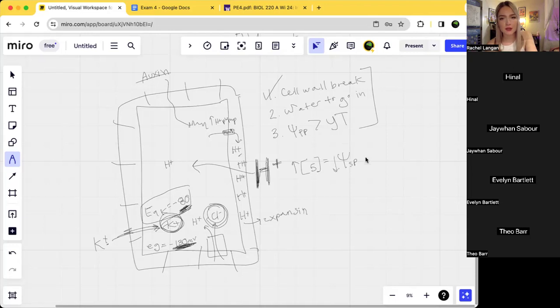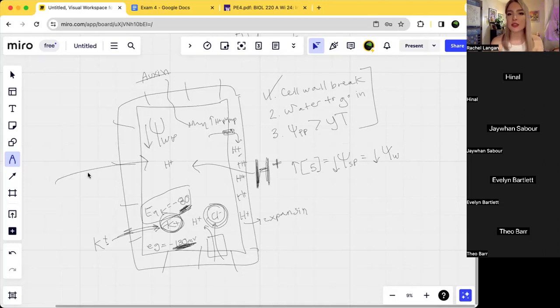And if the solute potential goes down, the water potential goes down. So if we have the water potential inside the cell decreasing, then we're increasing the likelihood that water wants to travel inside, because water likes to go from high to low water potential.